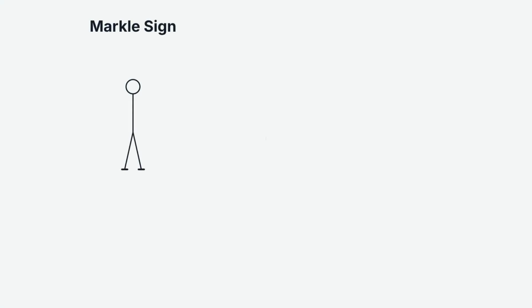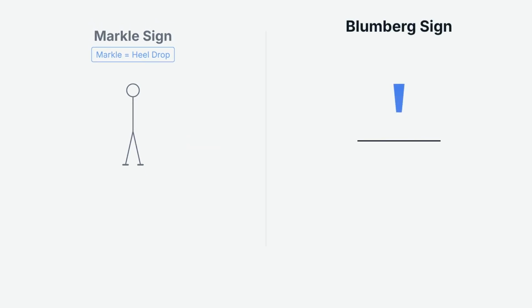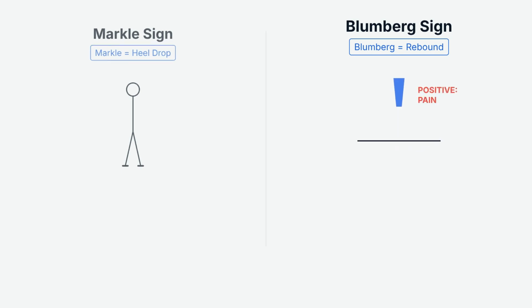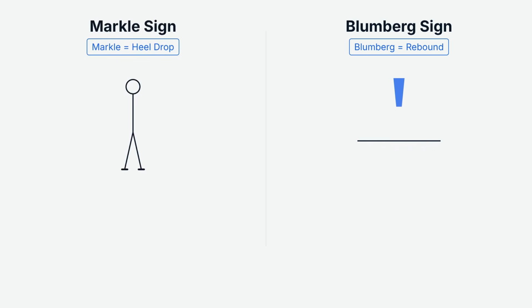Now let's talk about the Markle sign, also known as the heel drop or heel jar test. The patient rises onto the toes and suddenly drops onto the heels. If this jarring movement causes abdominal or right lower quadrant pain, the test is positive. Blumberg sign refers to rebound tenderness. The examiner applies pressure to the abdomen and then releases it. Pain that worsens with release suggests peritoneal irritation.